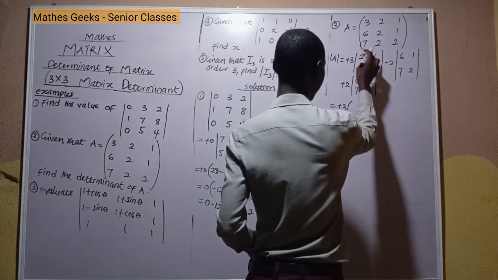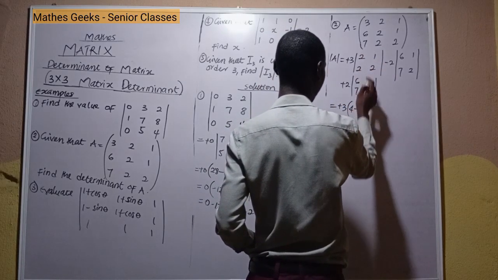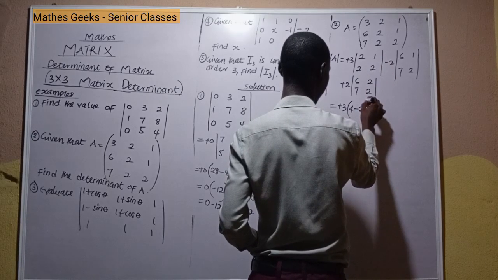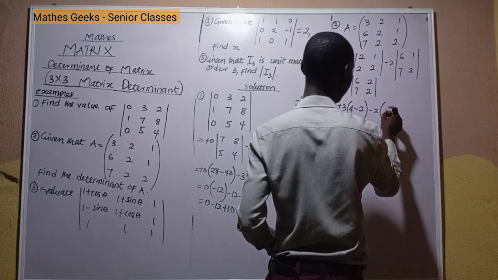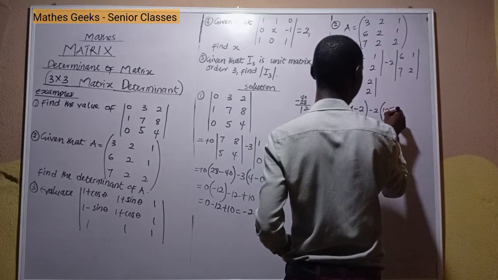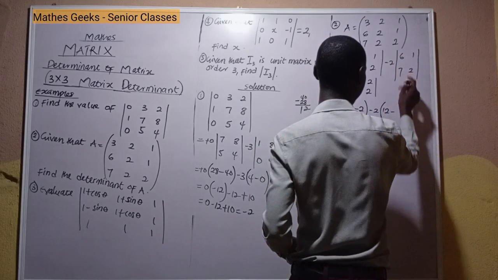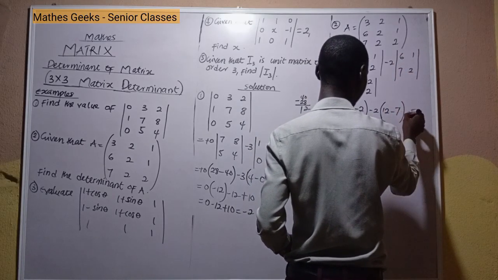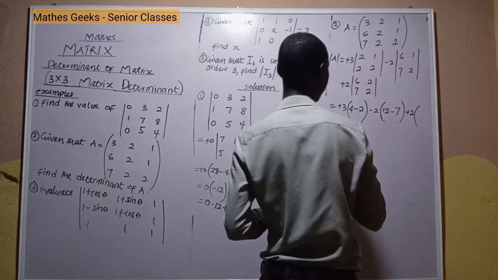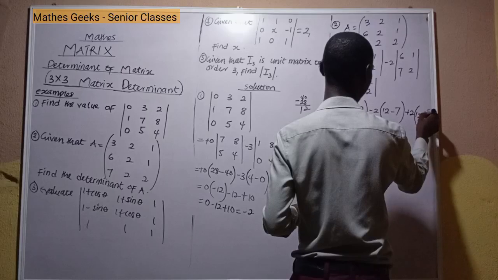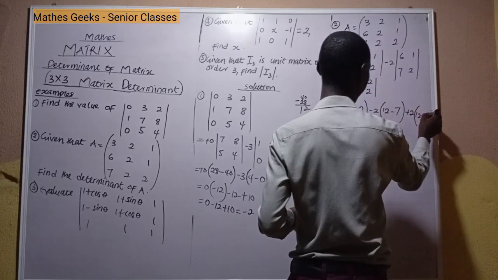Plus 3. 2 times 2 is 4, 2 times 1 is 2, minus 2. 6 times 2 is 12, minus 1 times 7 is 7, plus 2. 6 times 2 is 12, minus 2 times 7 is 14.